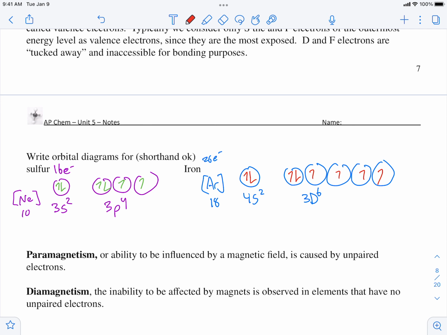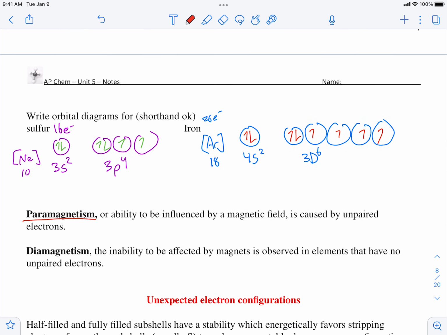For one, we see if an element is what we call paramagnetic. If there are unpaired electrons, it will be influenced by a magnetic field, i.e., it will be magnetic. And it will be more magnetic the more half-filled orbitals there are. So an element with one unpaired electron versus an element with like 5 unpaired electrons, the one with 5 is going to be way more magnetic. Okay? It literally means you can hold a magnet up to it and you can influence the movement of the element.